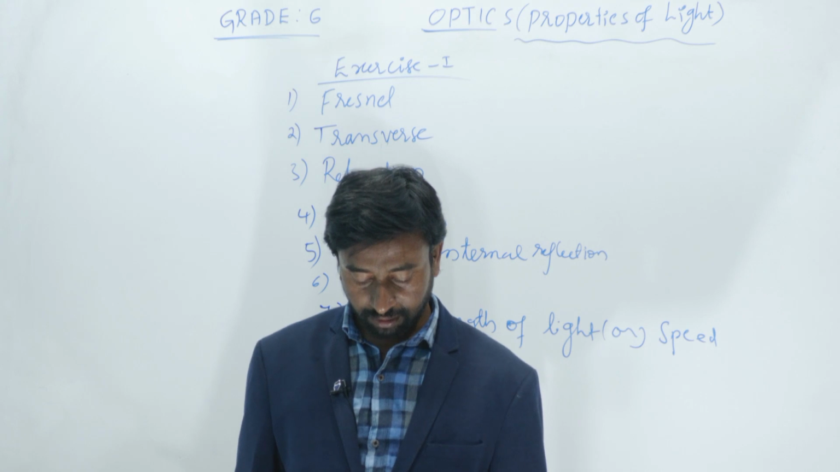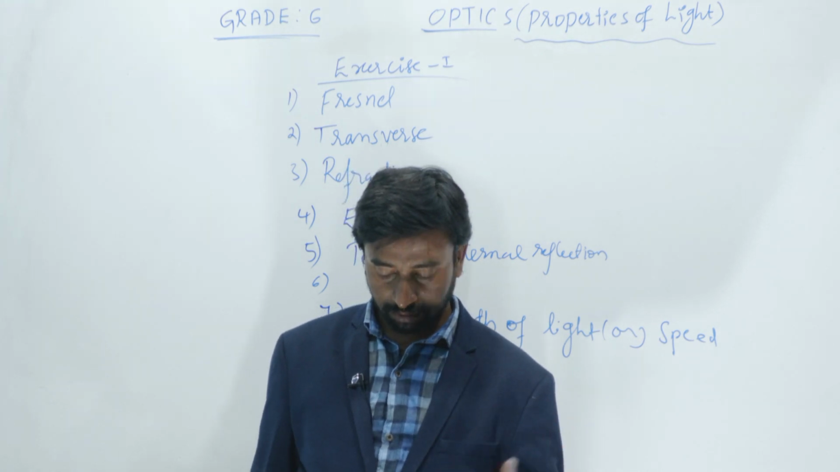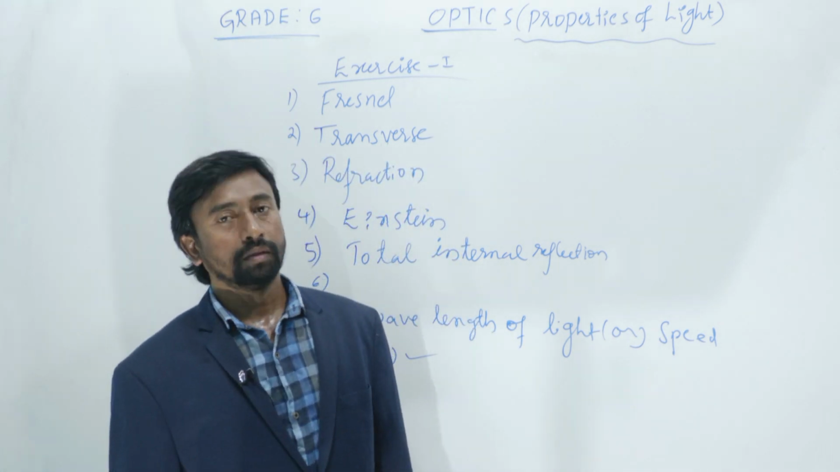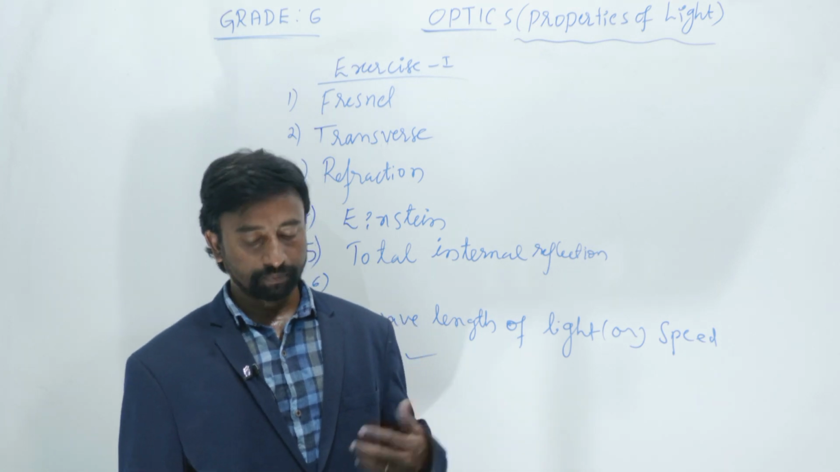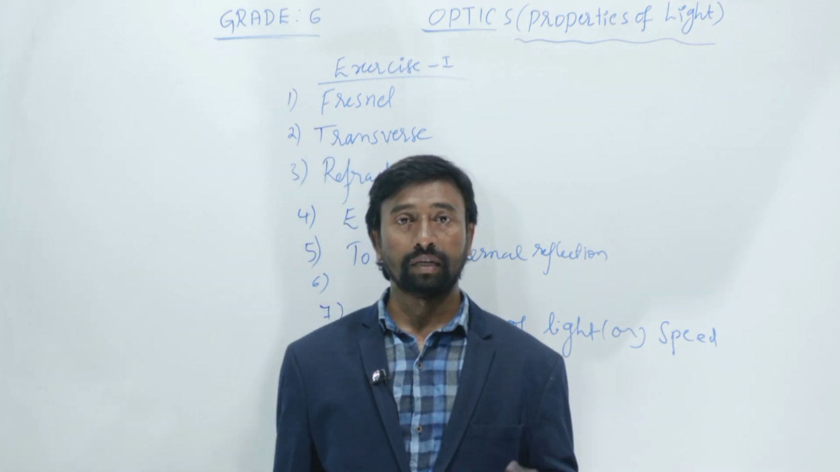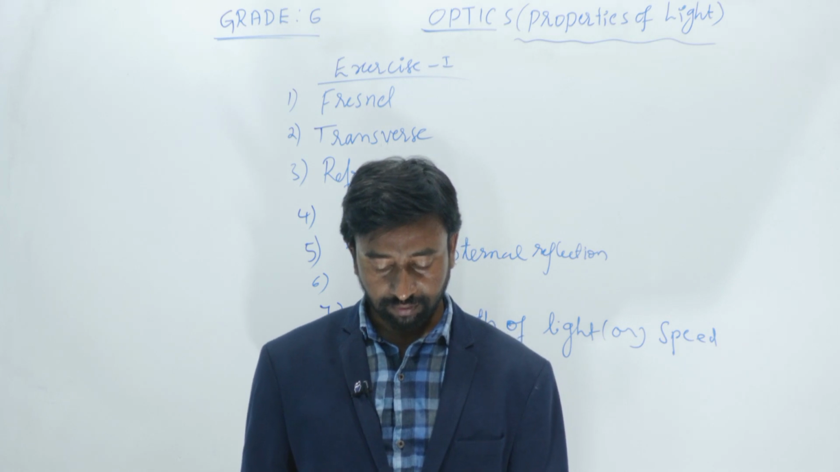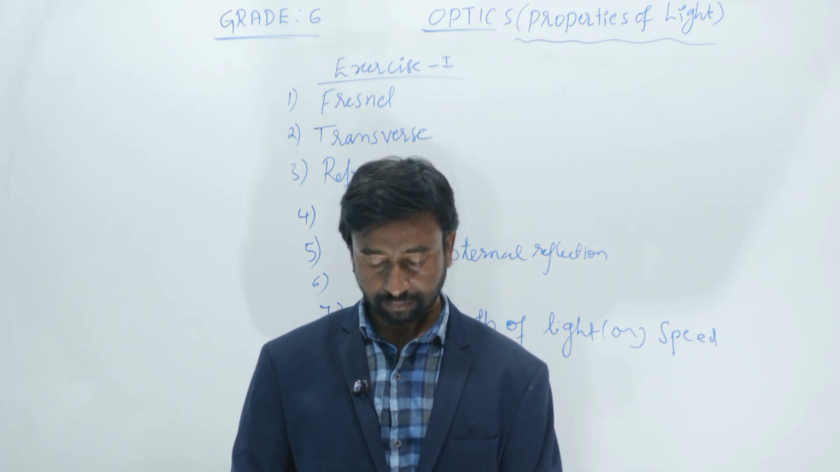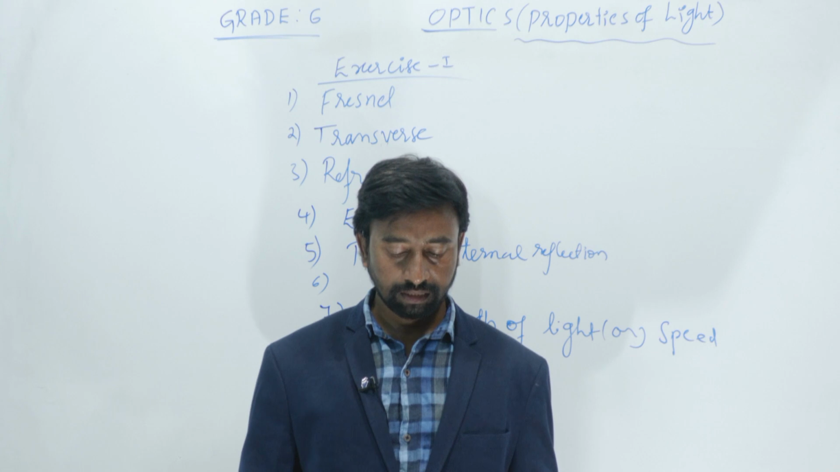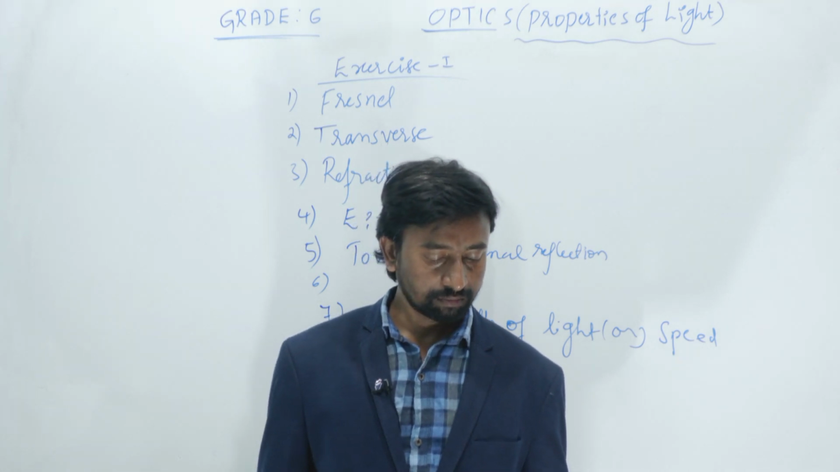Electromagnetic waves travel through a medium, which depends on the medium there. If it is a rarer medium, particularly air and vacuum, it will travel with the speed of light. In a denser medium, it depends; the speed decreases.